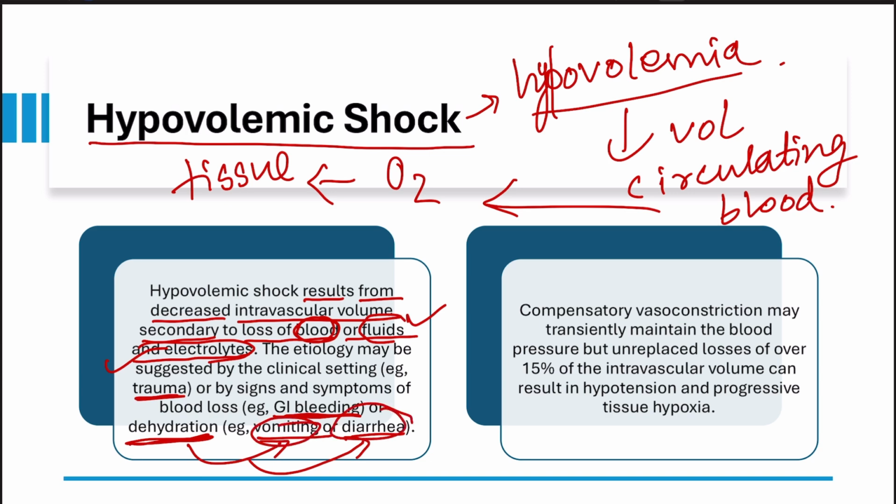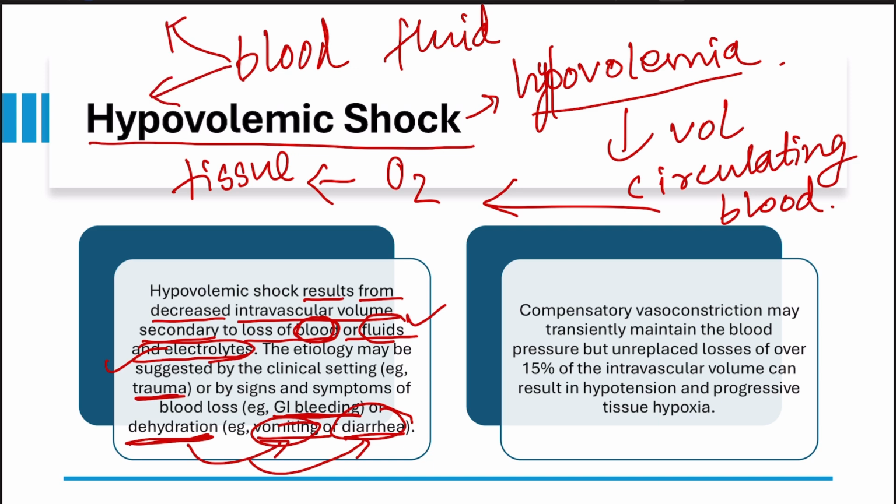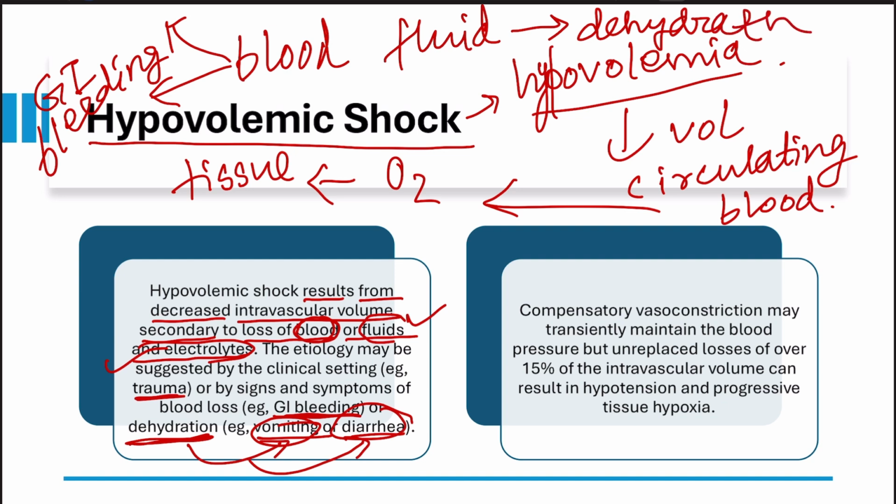So hypovolemic shock can be due to the loss of blood, or it can be due to the loss of fluid and electrolytes. For the loss of blood, it can be traumatic and it can be non-traumatic. If there is trauma, it can lead to blood loss, and sometimes it can be just bleeding without any traumatic reasons, like in case of GI bleeding. Then the loss of fluid and electrolytes occurs because of dehydration, which can be due to reasons like diarrhea and vomiting.